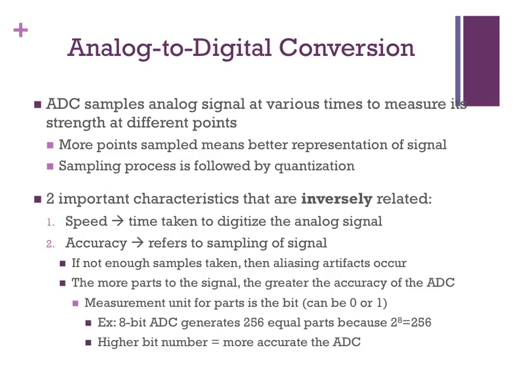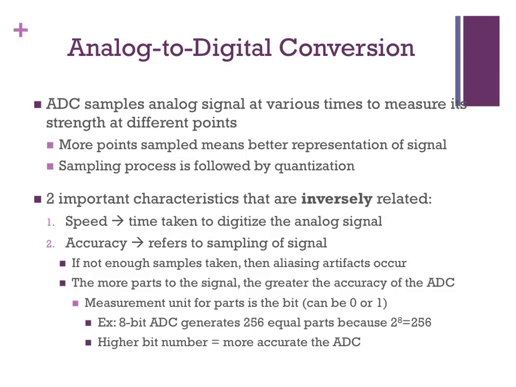As we know by now, the conversion of analog signals to digital information is accomplished by analog to digital conversion, or ADC. And the ADC samples the analog signal at various times to measure its strength at different points, and the more points sampled means a better representation of the signal. The sampling process is then followed by quantization.